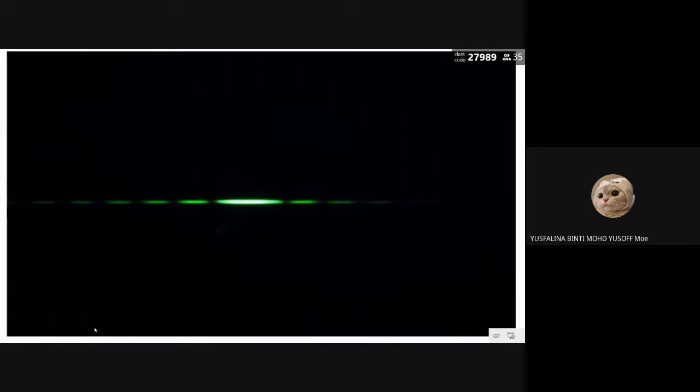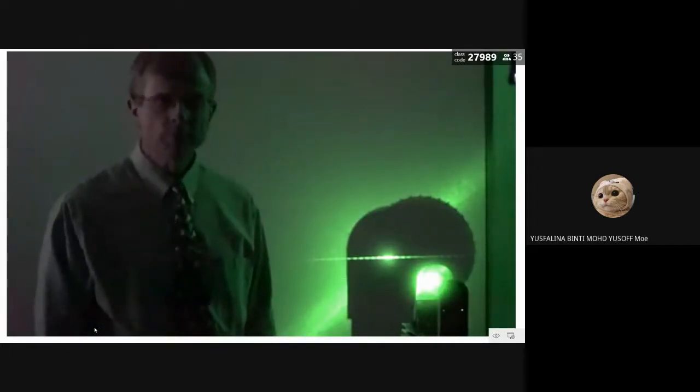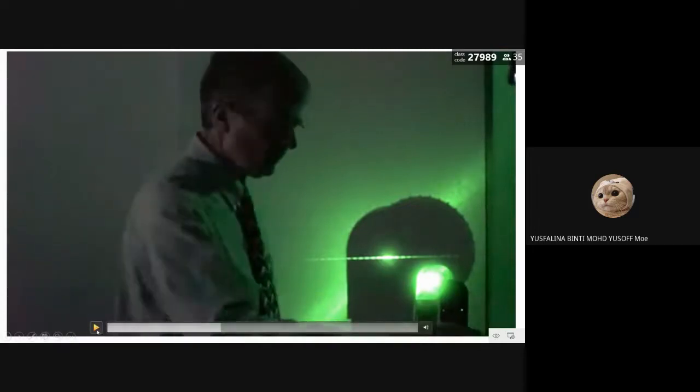What you see in this pattern is a central bright spot and then dimmer spots to either side. This is called the m equals 0 maximum, the m equals 1 on either side of that, m equals 2, etc. With constructive or destructive interference, namely a dark spot at the edge of each bright spot. So this is for a slit width of 0.02 millimeters. Okay, the size of the slit.